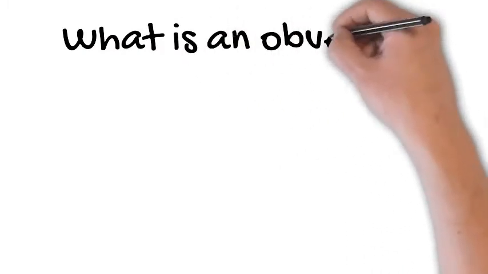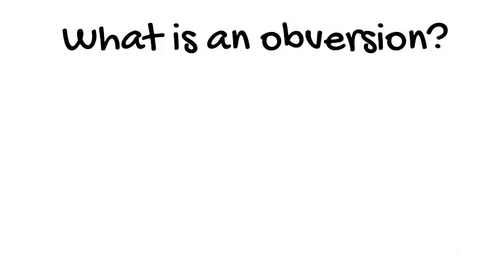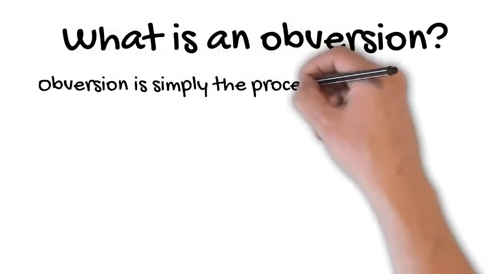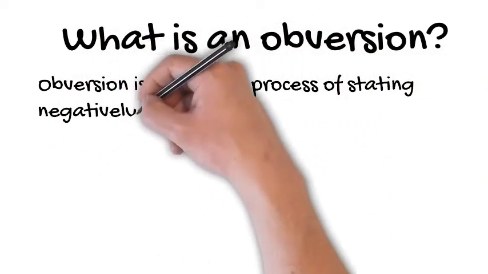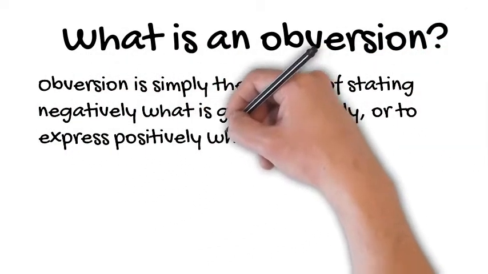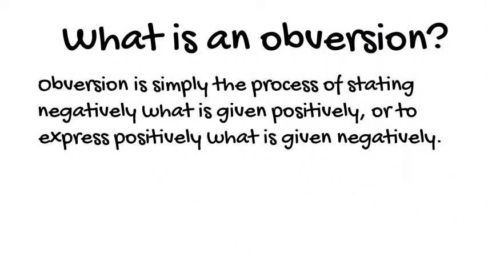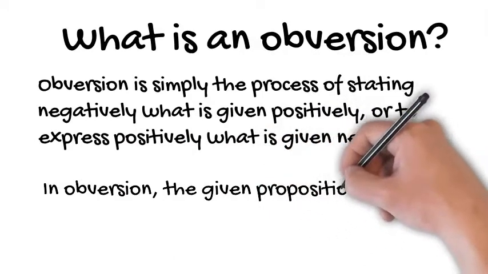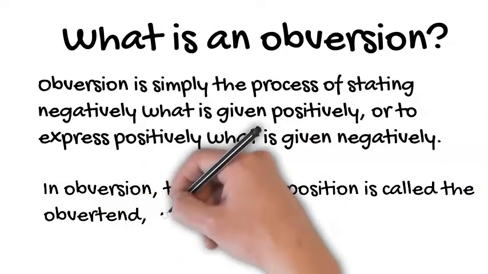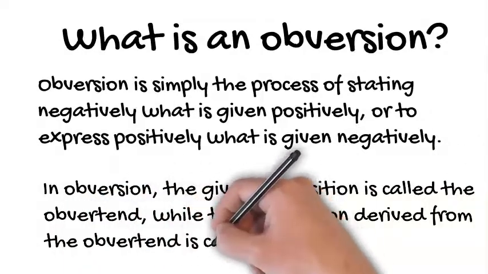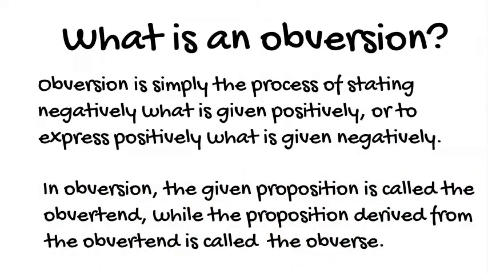To begin with our discussion, we will define what is obversion first. Obversion is simply the process of stating negatively what is given positively, or to express positively what is given negatively. In obversion, the given proposition is called the obvertend, while the proposition derived from the obvertend is called the obverse.